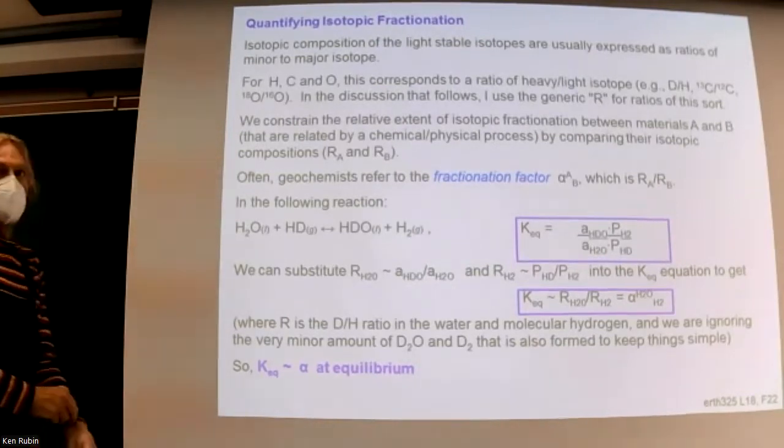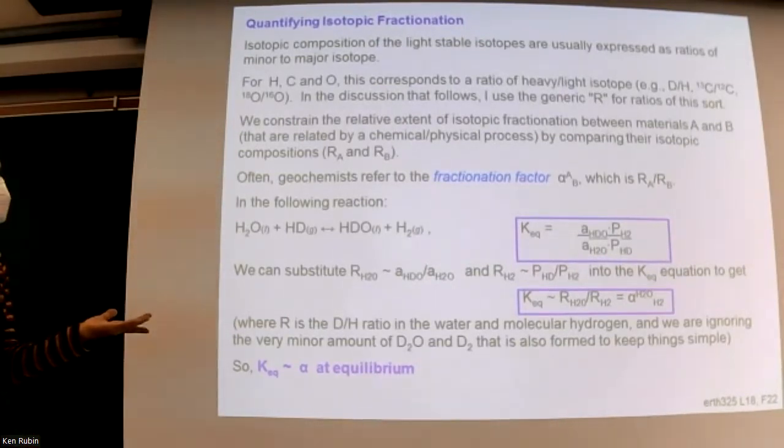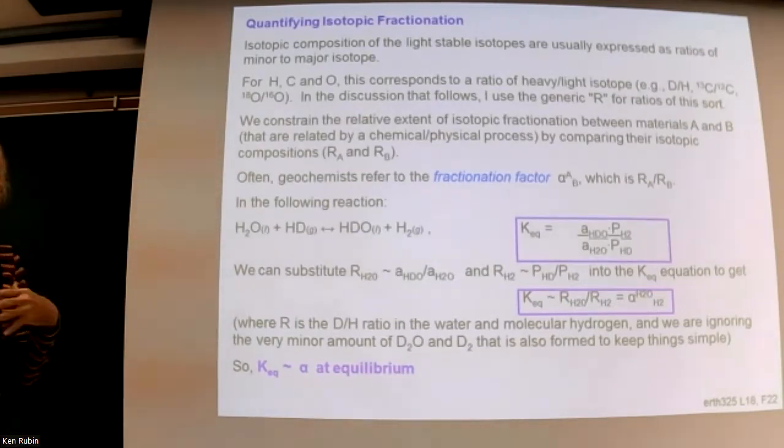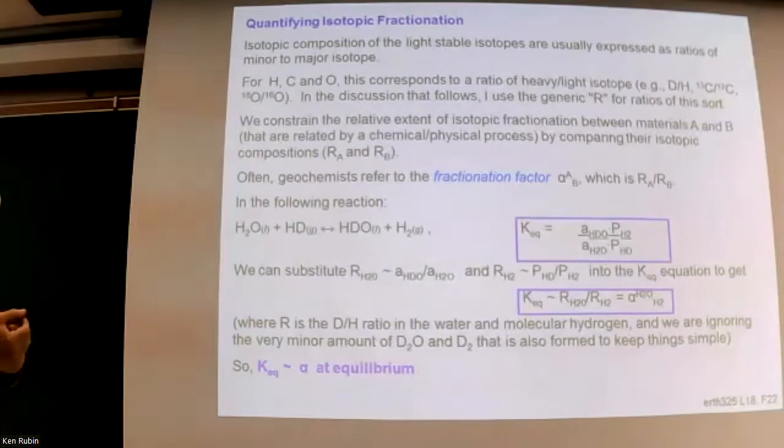Okay, so the next thing is, how do we quantify this? There's a bunch of different ways of doing it. You can do it through equilibrium considerations, which is one way, and that gives us a factor called R or alpha. There's a better way of doing it, in my opinion, a more standard way, which is to compare things to a standard material. We'll get to that in a second.